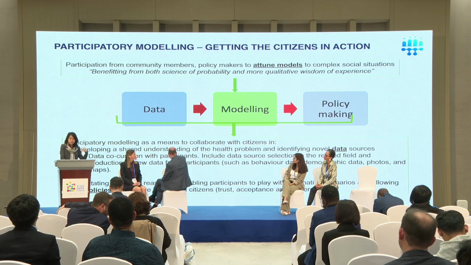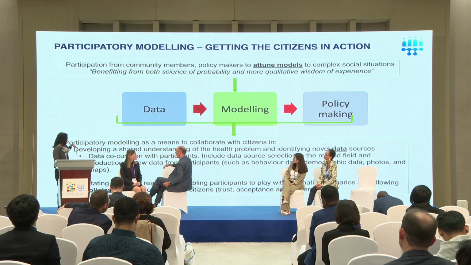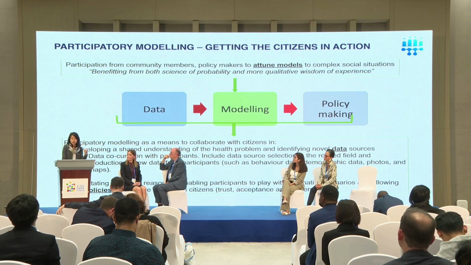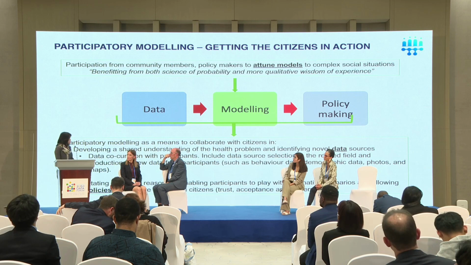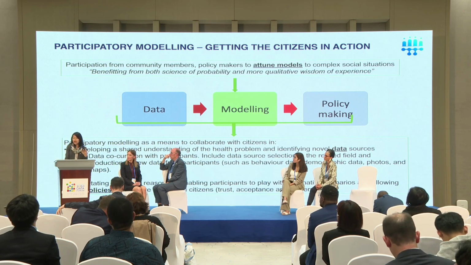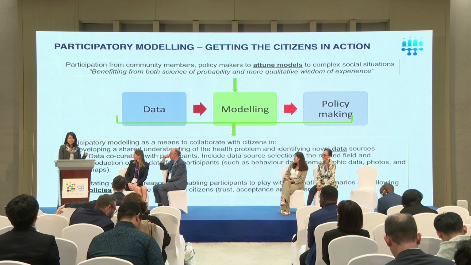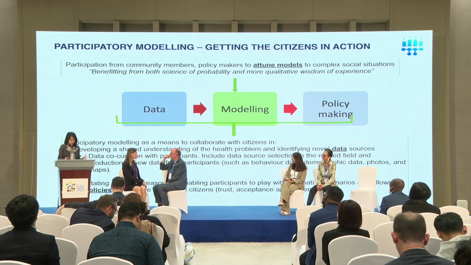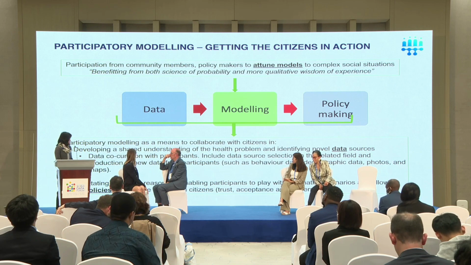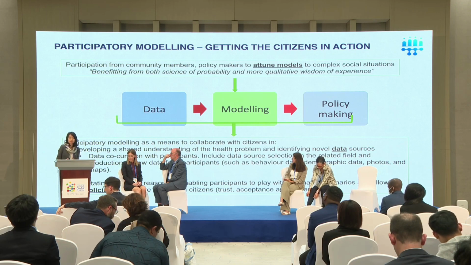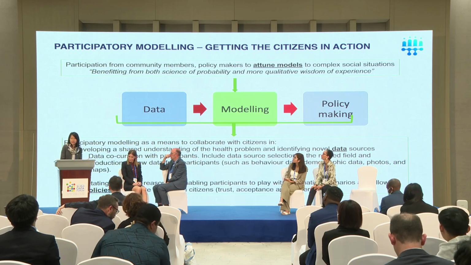And at the same time, this process can help us collaborate with citizens in developing a shared understanding of the health problem in the first place, and also identifying novel data sources. So curation of the data sources with the citizens, as well as looking at how we can produce new data from the citizens. The last point is also having citizens take part in this process will actually help facilitate collective reasoning and enable them to play with alternative scenarios so that we can actually develop policies that could resonate better with them.